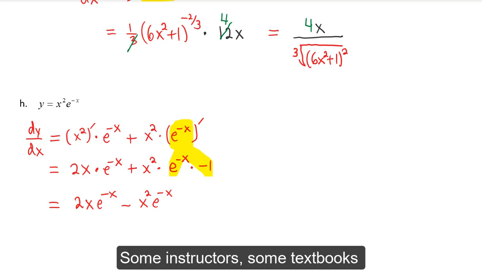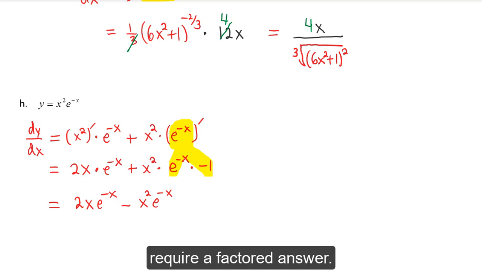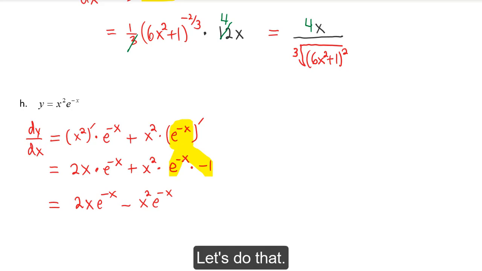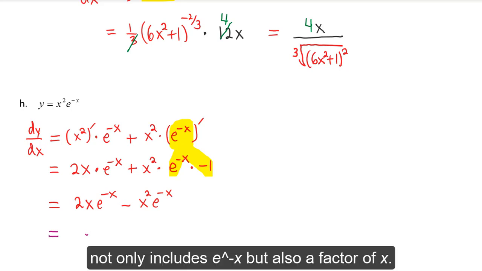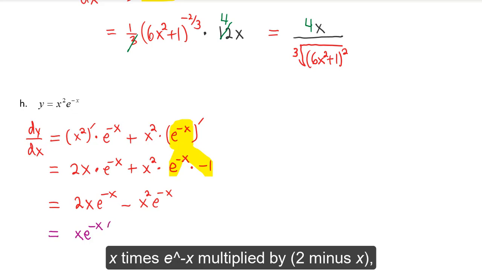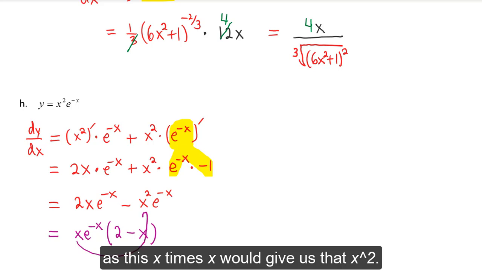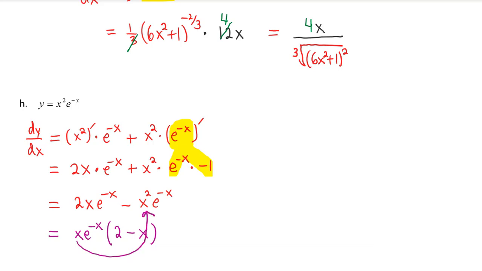Some instructors, some textbooks require a factored answer. Let's do that. The greatest common factor of these two terms not only includes e to the negative x, but also a factor of x. x times e to the negative x multiplied by 2 minus x, as this x times x would give us that x squared.